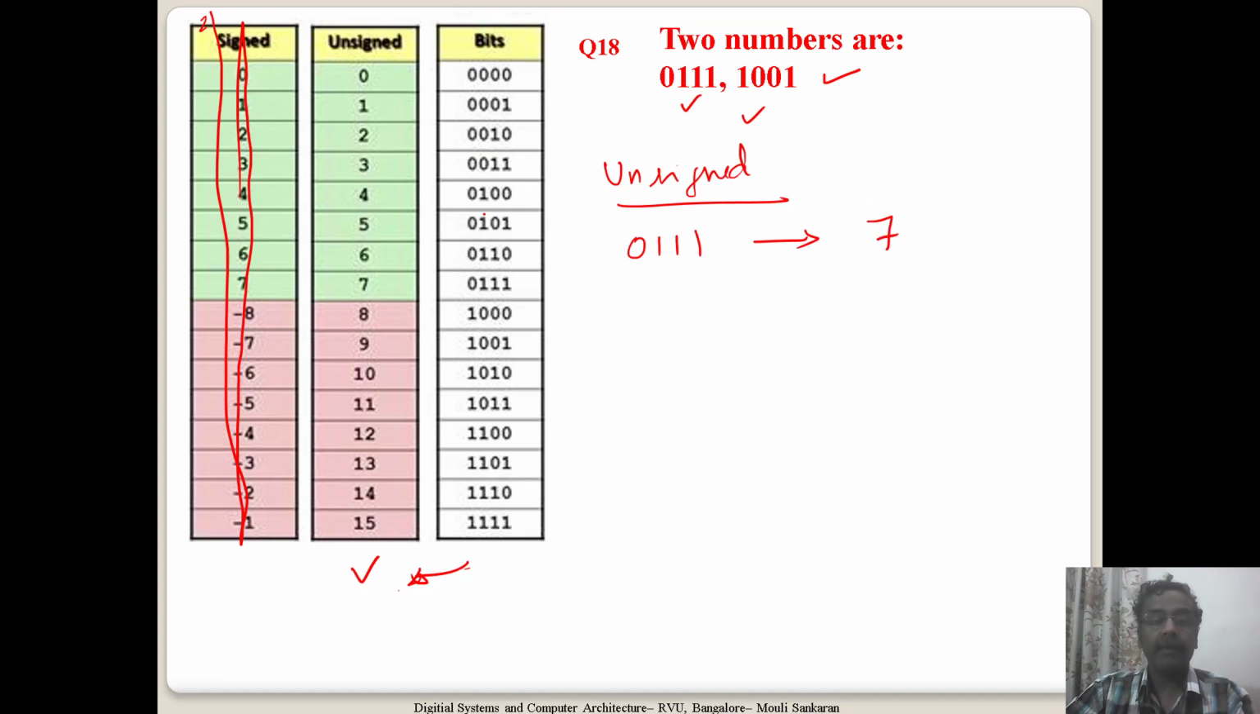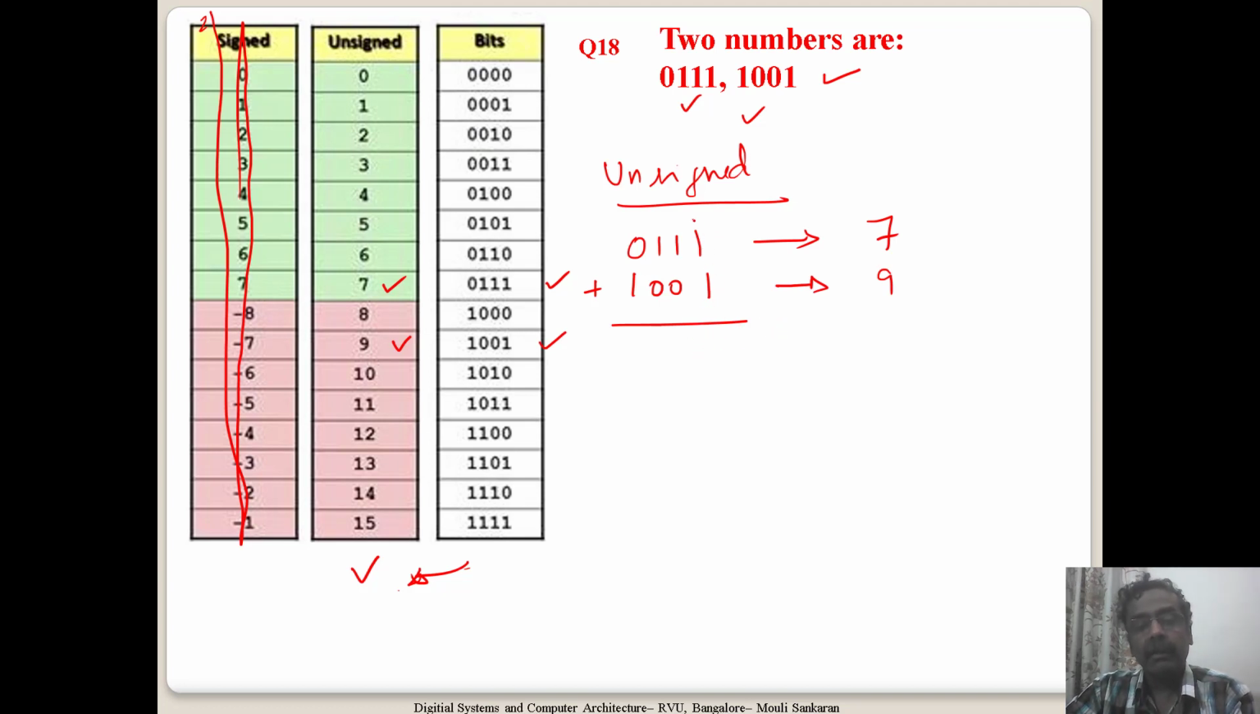It is 7. This is the value, that 7. Now what is 1, 0, 0, 1? 1, 0, 0, 1 is here, it represents 9. So let me write it as 9. Now let me perform the arithmetic plus. Arithmetic is done the same way. Full adder, whatever we have, we are going to do it.